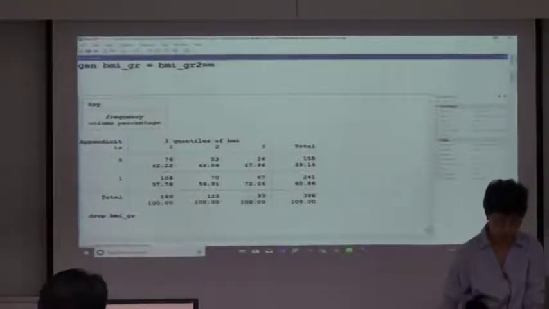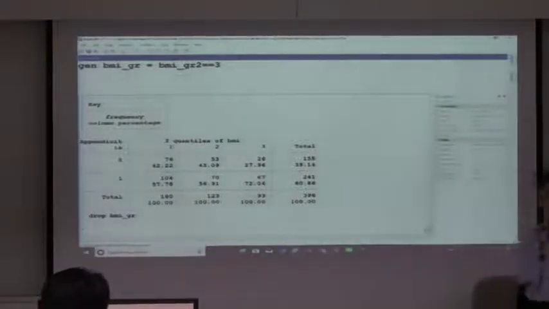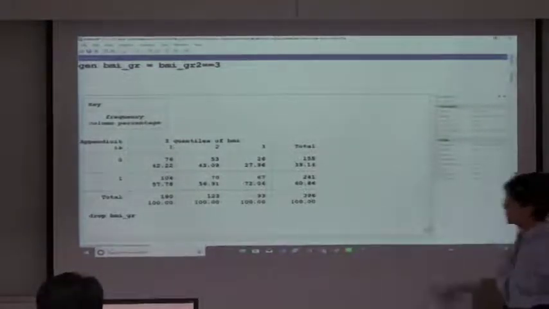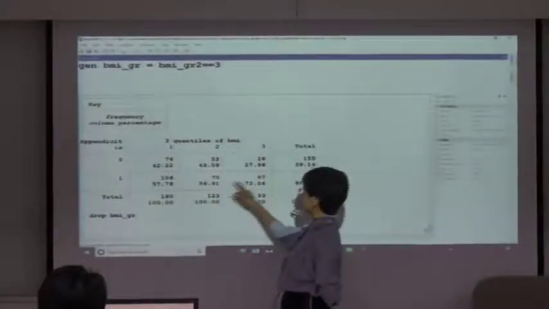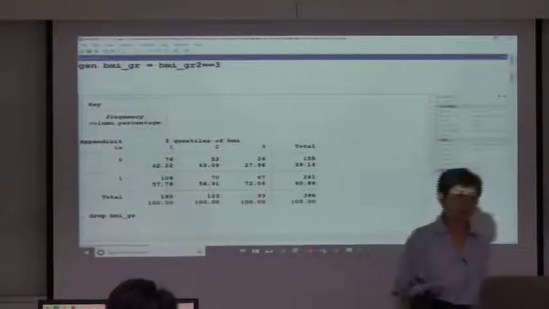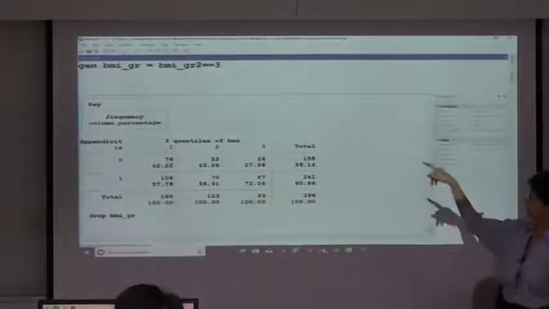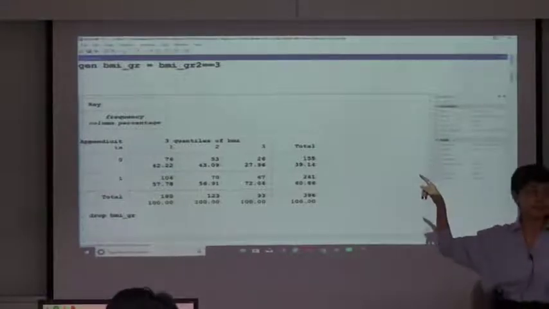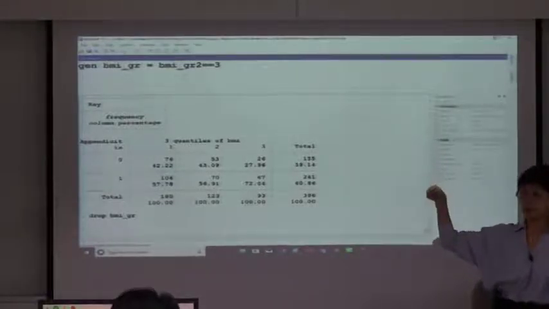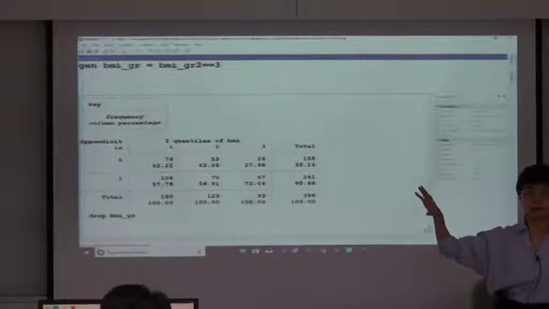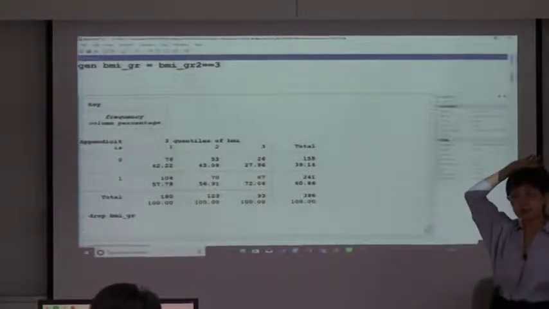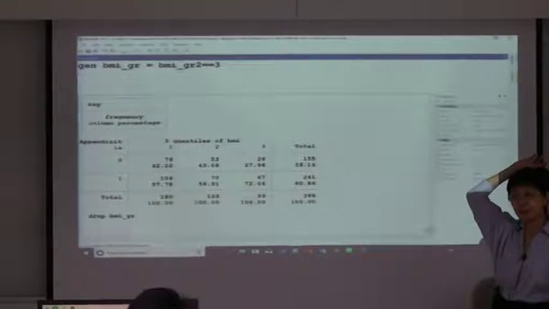Right? Equal 3. Or you can recode 1, 2 equals 0, and 3 equals 1. But I generate a new value called BMI DR, and I just drop the previous one. Otherwise, you have to generate BMI DR 3. Which way do you want to go? BMI DR 3, or drop the previous BMI DR? Drop, okay?